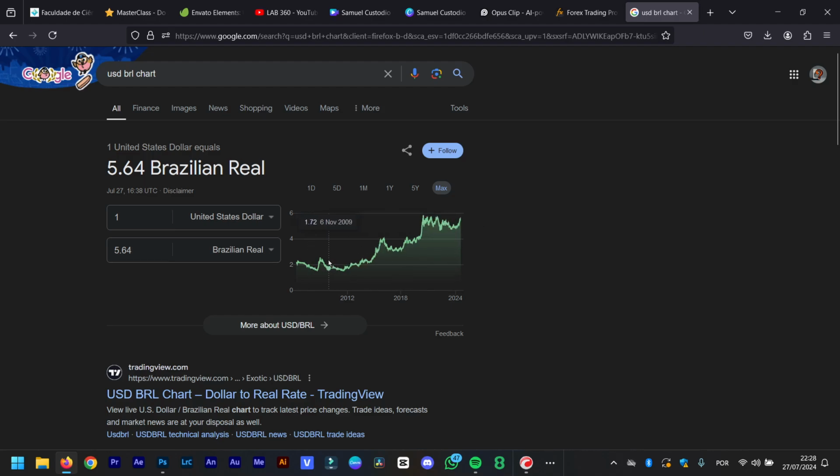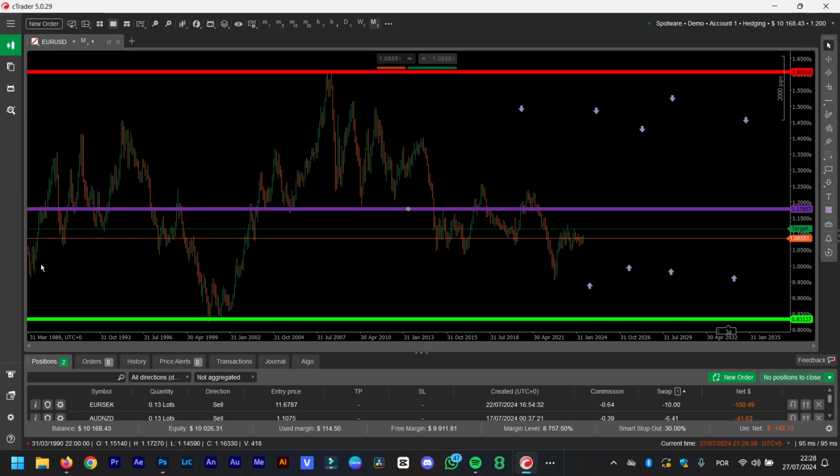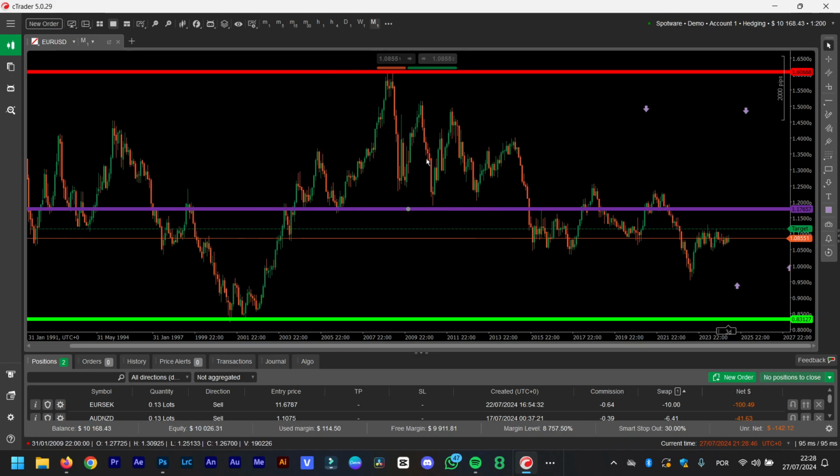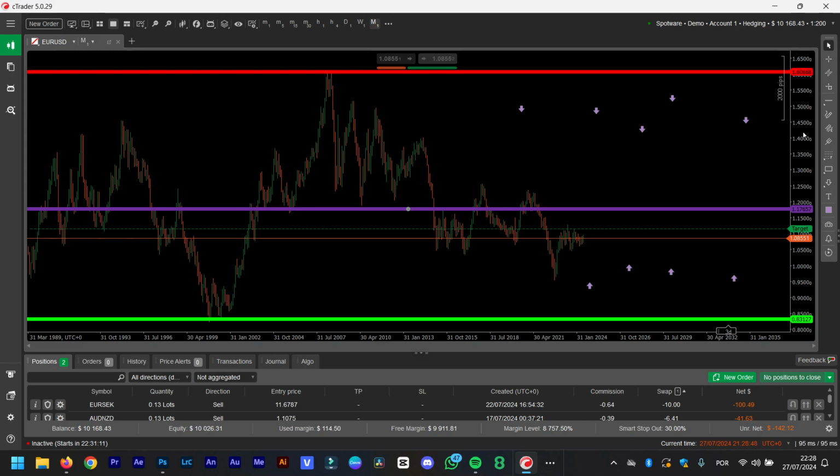So over time, our money in Brazil depreciates. That's what happens in most emerging countries, and I wanted to show that to you so you can see the difference between an emerging country and developed countries, which is the US and Europe, or continents like the American continent versus the European continent.